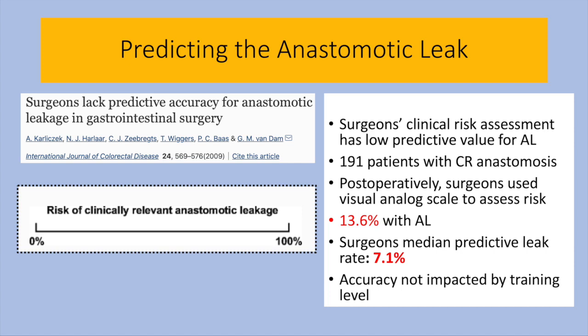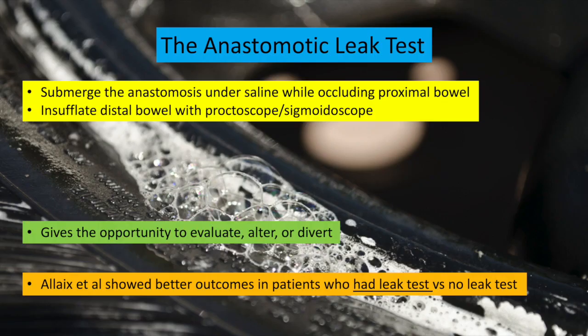What this tells us is that our traditional methods are not good enough to identify the riskiest anastomoses, and more qualitative data is warranted. Most surgeons use the generic anastomotic leak test after colorectal anastomosis, where the bowel is submerged under saline while the proximal bowel is occluded. Insufflation through the distal bowel with either a proctoscope or sigmoidoscope attempts to elicit bubbling from the anastomosis, essentially signaling a leak. And this gives the surgeon the opportunity to evaluate, alter the anastomosis, or divert. Alay and colleagues presented a paper at SAGES 2 years ago, which showed that patients who had leak tests versus those that did not had better outcomes.